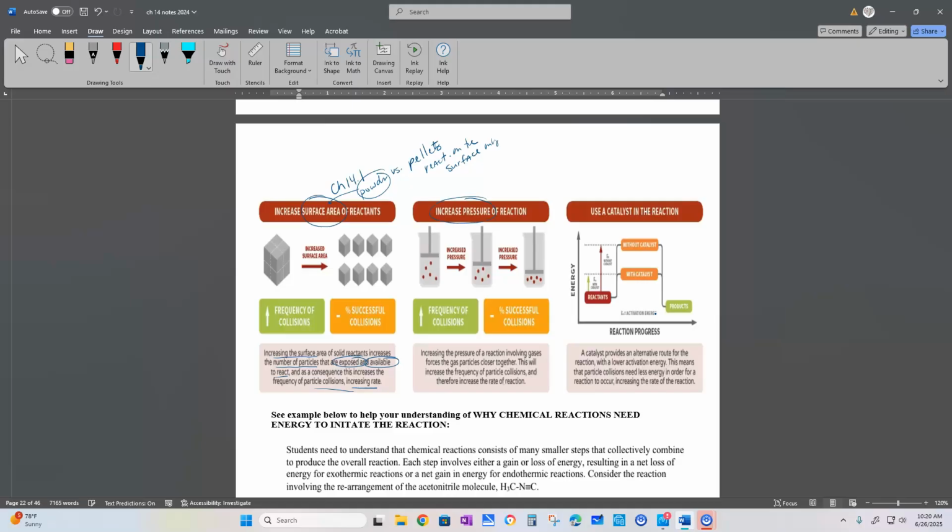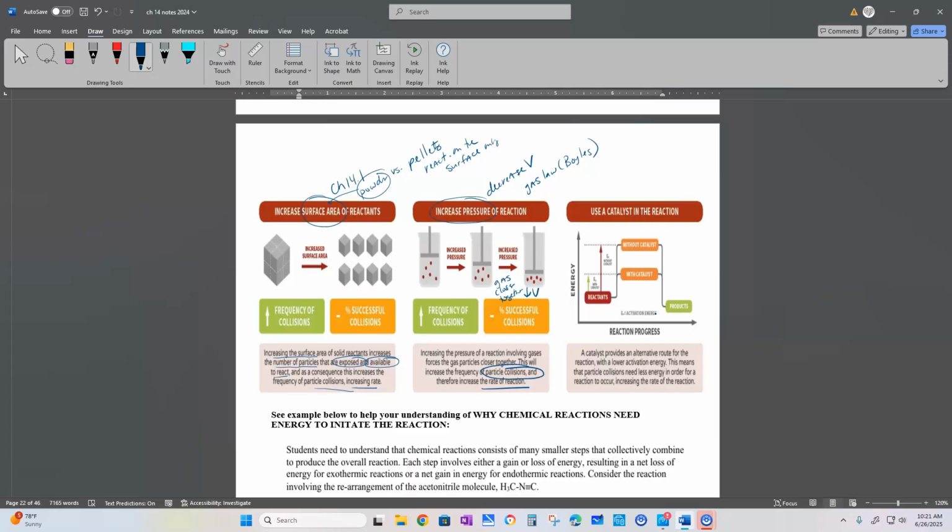Changing pressure: increasing pressure. You can even think of it as decreasing volume, aka gas law, more specifically Boyle's law. If we start changing the pressure of gases, notice what happens when we increase pressure: the volume is decreasing, and we're bringing the gases closer together. And what happens when you bring them close together? More collisions, and that's what makes the reaction faster.